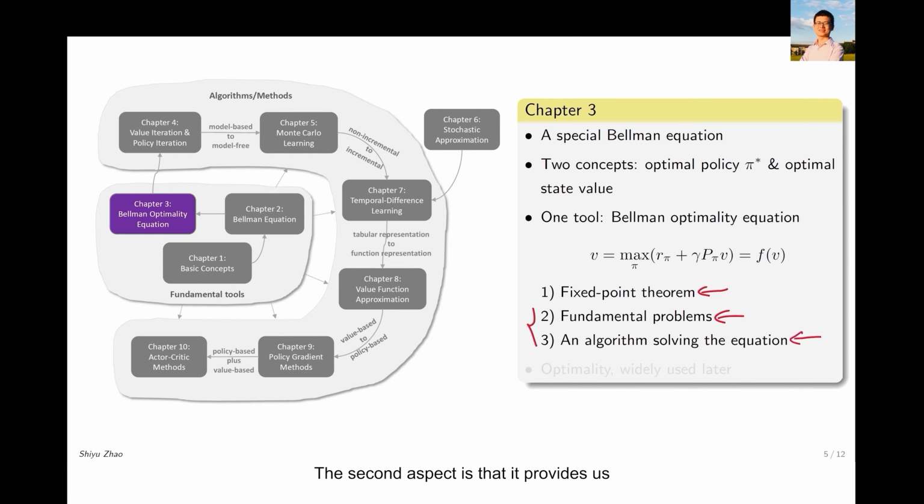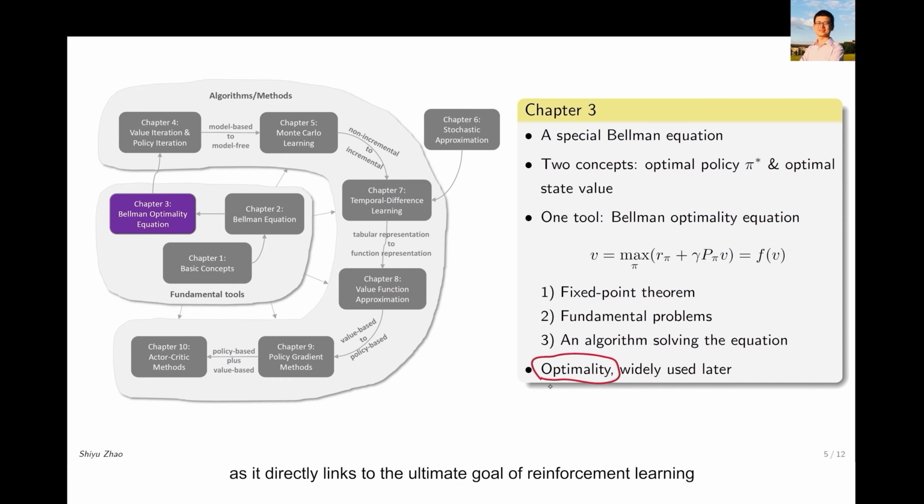The second aspect is that it provides us with an algorithm for solving the Bellman optimality equation. By solving this equation, we naturally obtain the optimal policy and the optimal state value, thus achieving the goal of reinforcement learning. Therefore, Chapter 3 is critically important. Its importance lies in the definition of optimality, as it directly links to the ultimate goal of reinforcement learning.